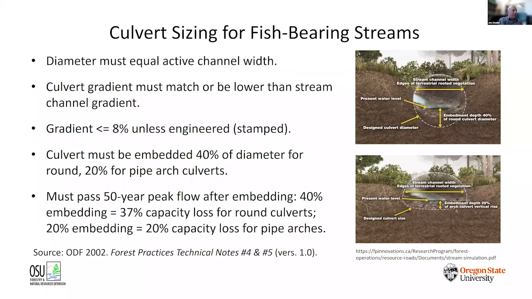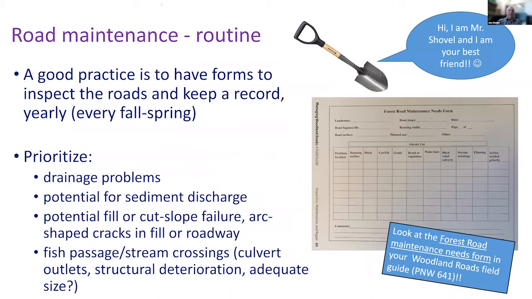Okay, so I think this gets back to Francisca talking about how to make sure that your roads are going to perform well this winter. Thank you, John. Yeah, so now we will talk a little bit about road maintenance and some routine maintenance for roads.